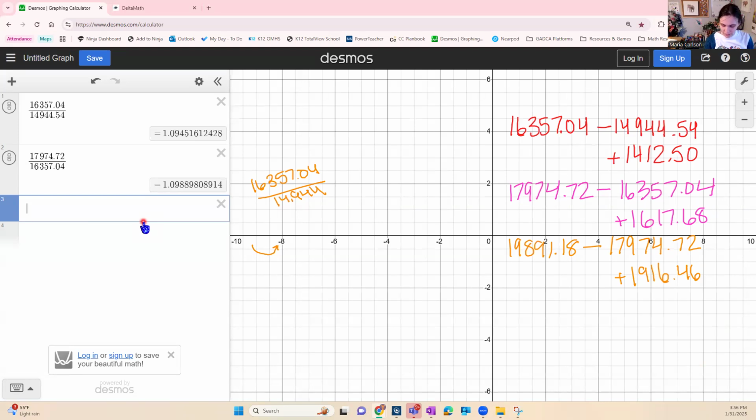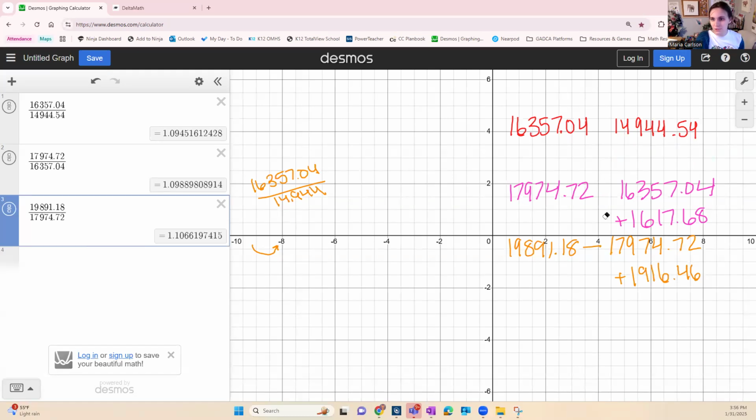So let's just check the last two. Year 4, 19,891.18 divided by 17,974.72. I'll be darned. So it looks like we actually are multiplying by a common rate here. So I'm going to almost rewrite some of this. Instead of subtracting all of these, we really divided.